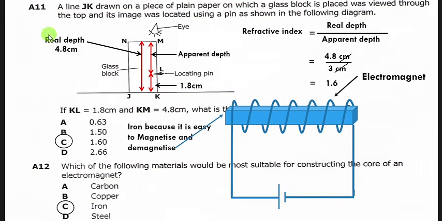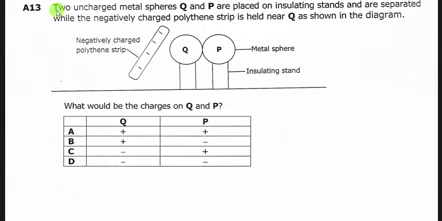So let's move to 13. Question 13 says two uncharged metal spheres Q and P are placed on insulating stands and are separated, while the negatively charged polythene strip is held near Q as shown in the diagram. So here we have uncharged metal spheres Q and then P, and they are put on insulating stands. So these are metal spheres.